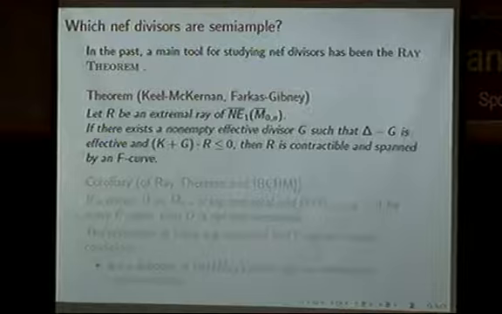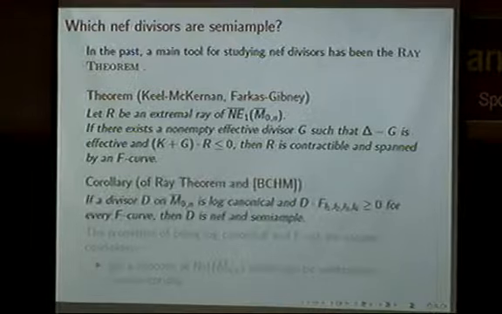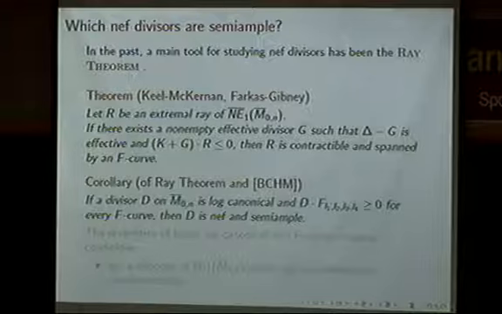Now, the conditions that both G and delta minus G are effective forces G to be supported on the boundary with coefficients between 0 and 1. And so it's an easy corollary of the Ray theorem that if you have a divisor on M0n bar which is log canonical, and if you know that your divisor furthermore intersects all the F curves non-negatively, then you conclude that D is Neff, and then of course we can also apply the results of BCHM to conclude that D is actually semi-ample.